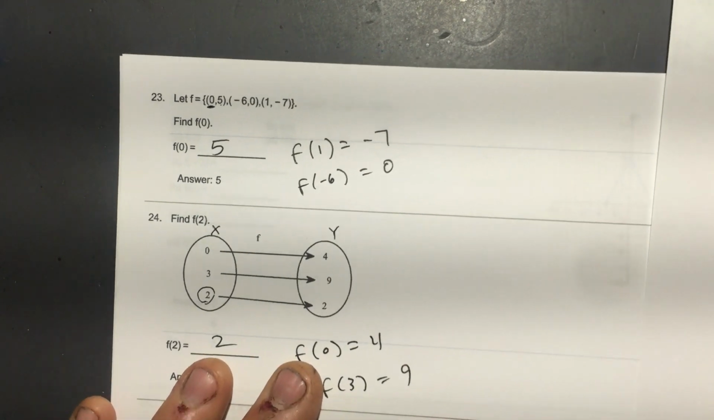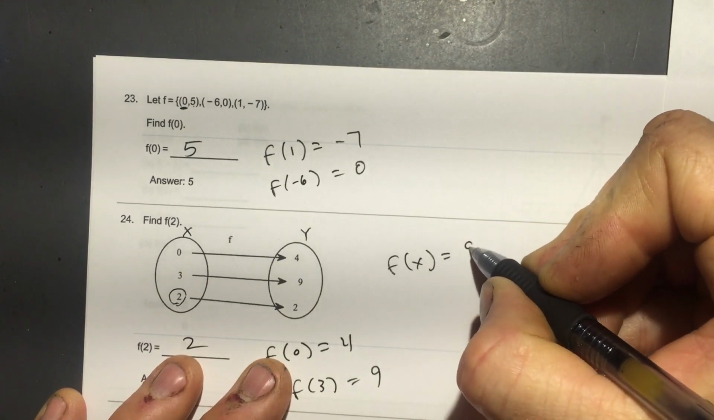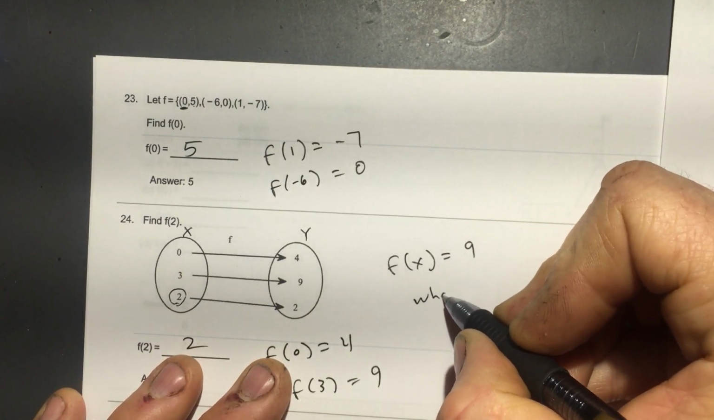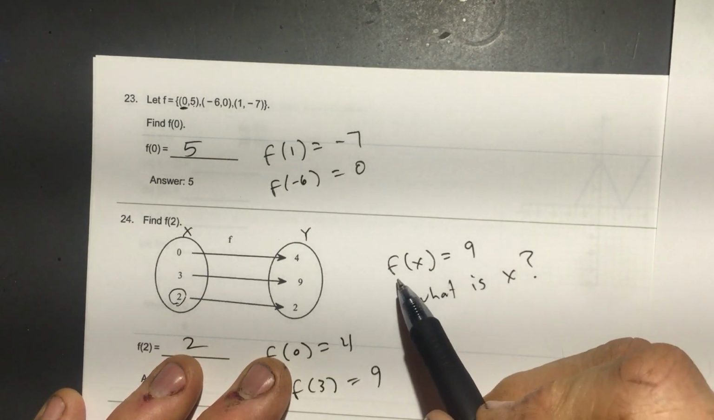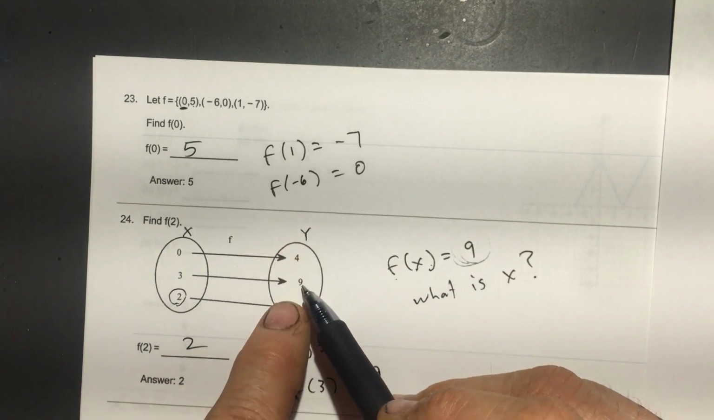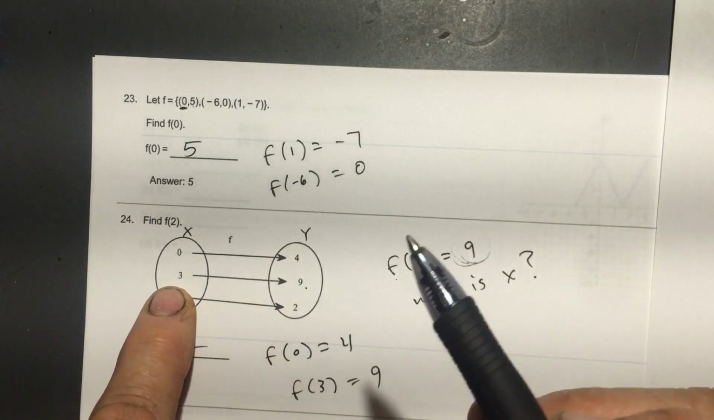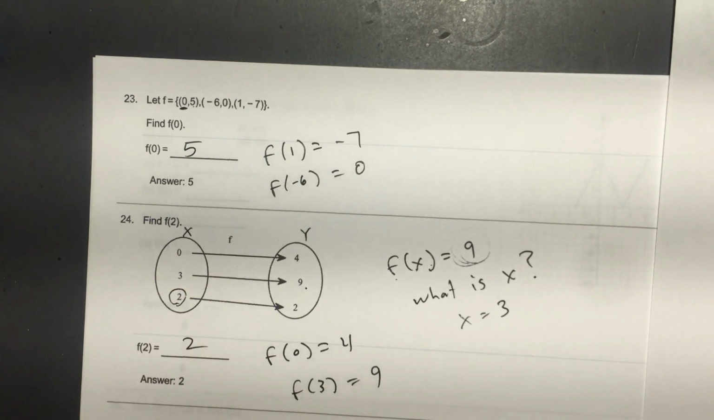Now we're going to have some problems like this. f of x equals 9. What is x? f of x equals 9, so this is my y value. If I look at my y values, 9 right there, that means x must be 3. We'll have one like that in a minute.